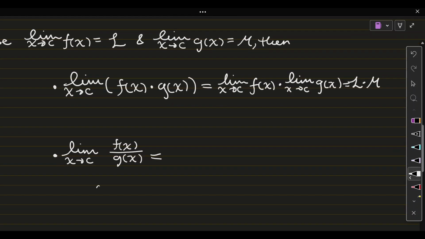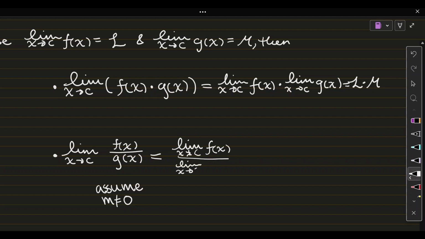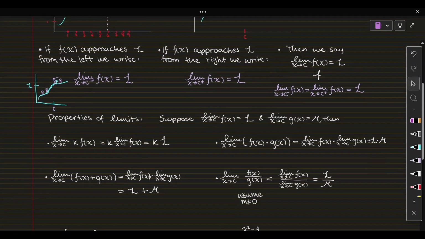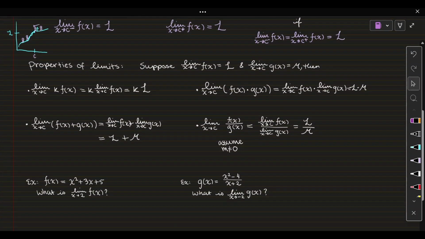And finally, we assume that M is not 0, because otherwise this would be undefined. The limit of a quotient is the quotient of the limits. So we have the limit as x goes to c of f of x over the limit as x goes to c of g of x, which is L over M. Okay, so let's apply these to some problems now.